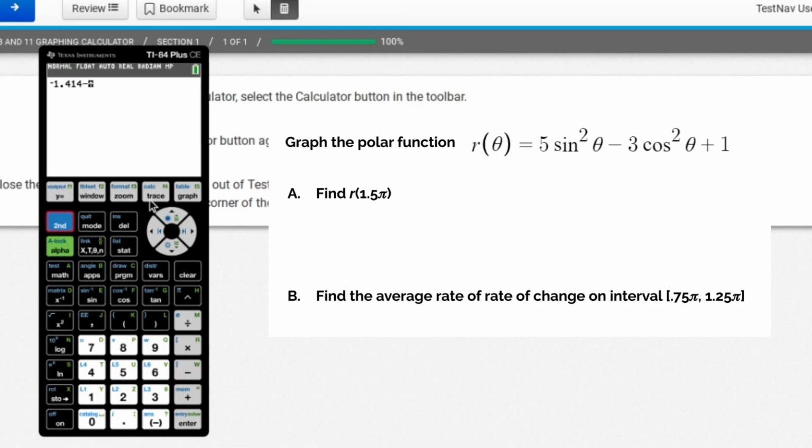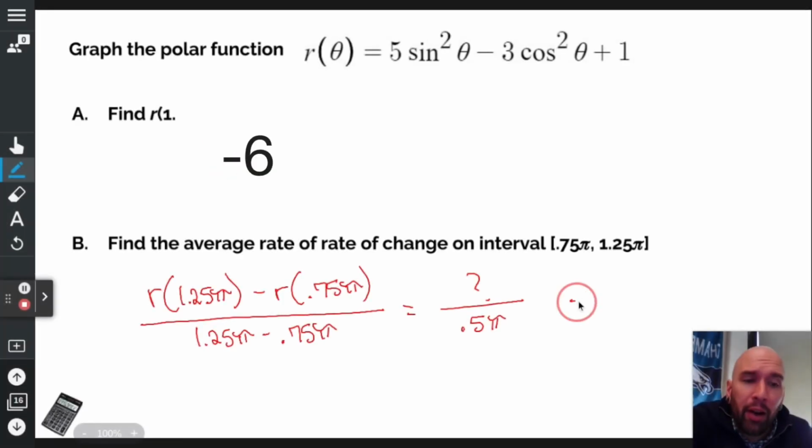Let's go back here and calculate value. Now I'm going to do 0.75 pi. Enter. No way. It's the same. It's the same. So since it's the same, I'm going to get 0 up top. 0 over anything is 0. Oh, it's 0. The answer is 0.